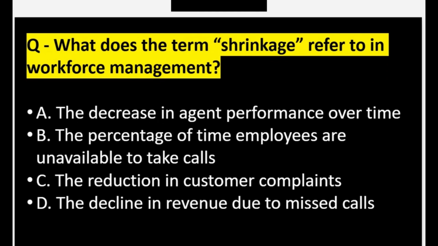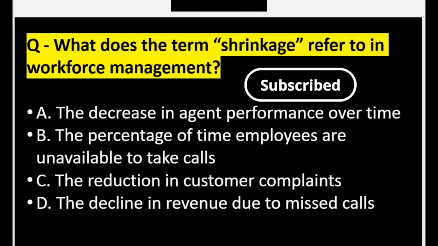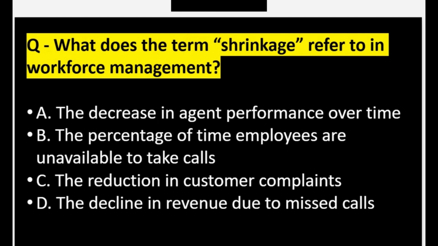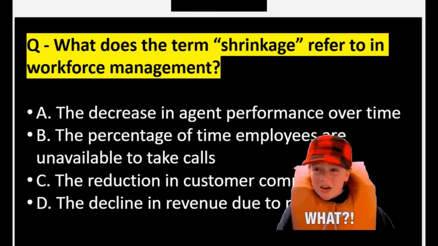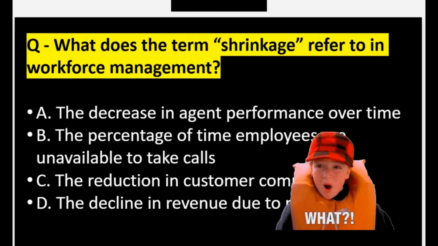Correct answer for this question is option number B, the percentage of time employees are unavailable to take calls. It means the agents are not productive, they are on break, coaching, or any other kind of state in which they are not assisting the customers. So that will be coming under shrinkage. So that will reduce the staffing. To ensure that you are able to keep track of the shrinkage, you need to ensure that the agents are following the schedules that have been given to them.